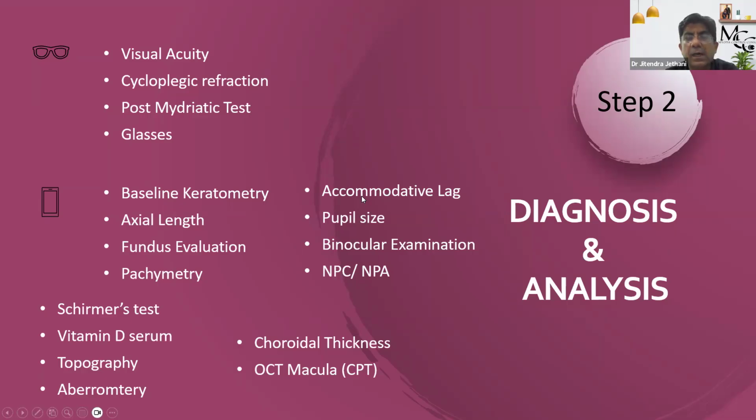Apart from this, if you're planning to prescribe atropine, you should always check for accommodative lag if it is there or not. Pupil size, again, if you're going to give atropine, you have to check all these, because if they get affected, you need to have a baseline. Before you start atropine, you need to record certain parameters to know whether these things have got affected or not. Schirmer test is not really mandatory, but since you are going to put drops for a very long time, it is a good idea to record that.